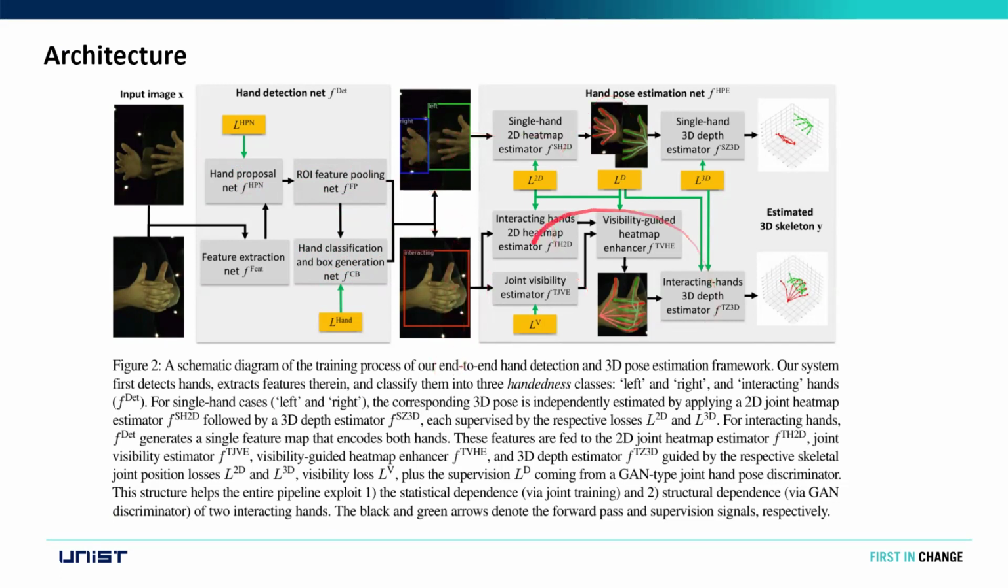And then the results would be separate or interacting hands, and then it goes through a whole other procedure, and the final output is the estimated 3D skeleton. So we will talk about each of these concepts one by one.